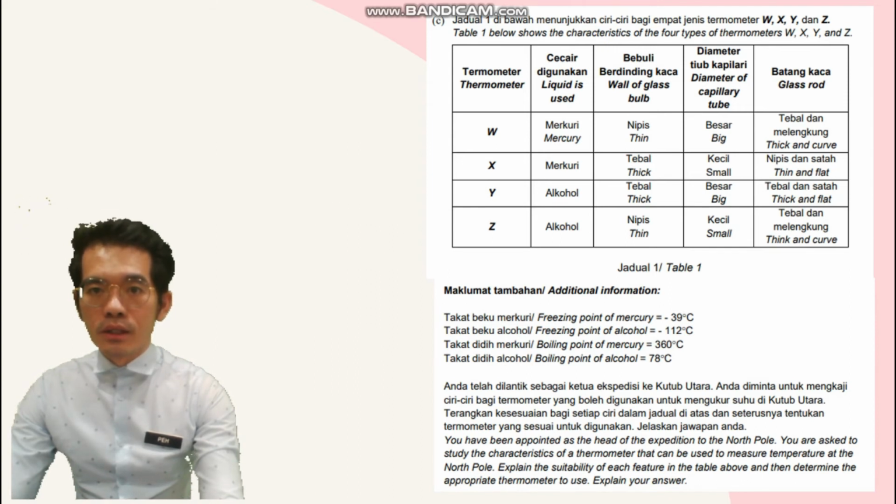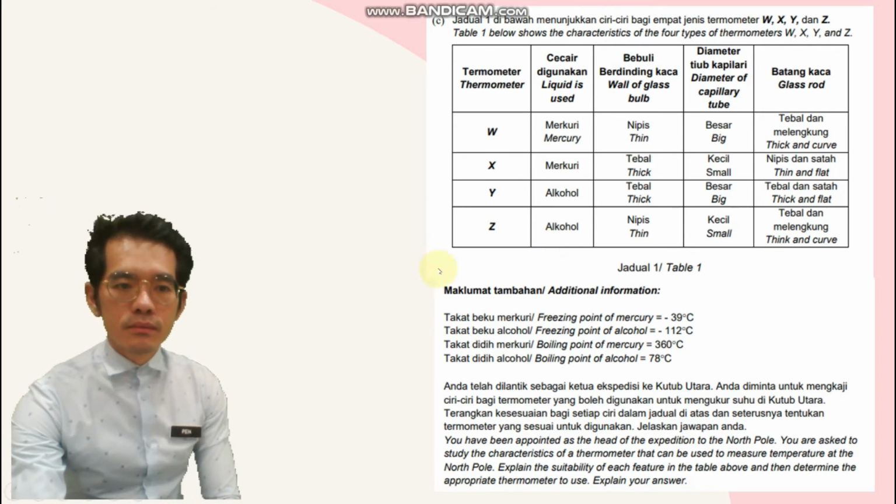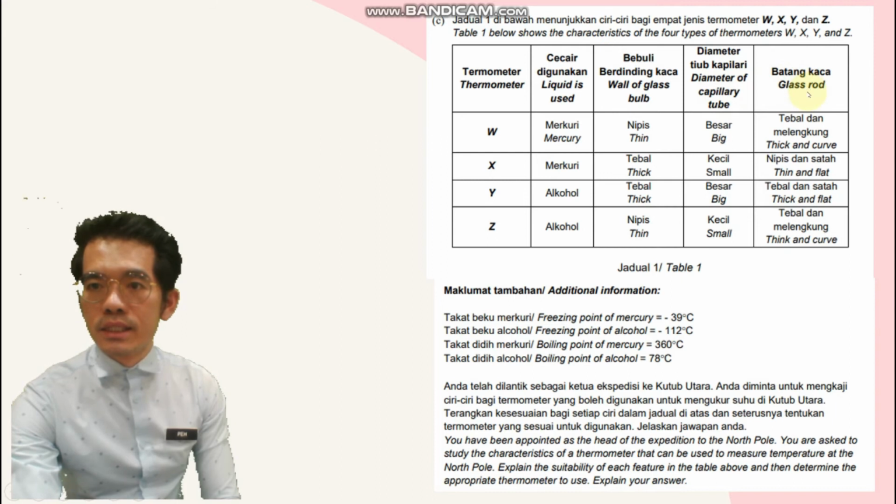So first will be the liquid used. You have to choose mercury or alcohol. As we know, both is normally used in the thermometer. Okay, so you have to choose based on the condition given. So where we have to use the thermometer. Second, we have discussed the wall of the glass bar. Third, diameter of capillary tube, and last is a glass rod.